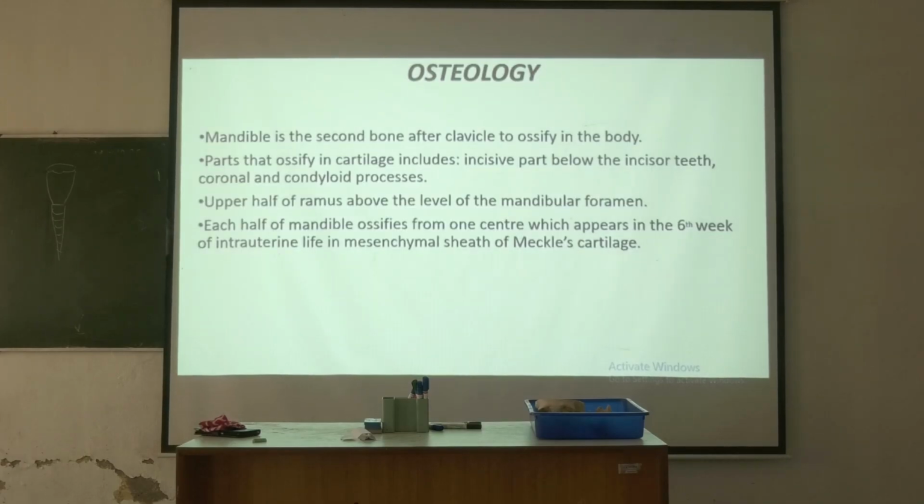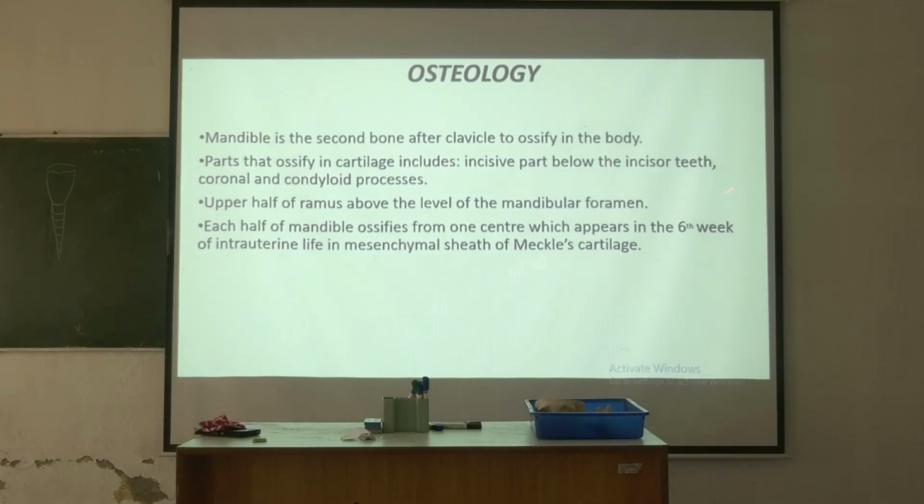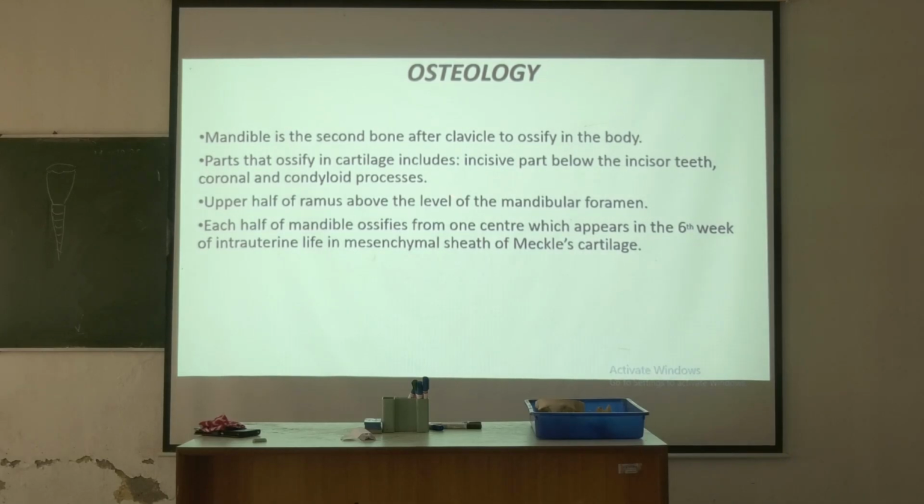Next. So mandible is the second bone after clavicle to ossify. In the body, parts that ossify in cartilage include the incisive part below the incisor teeth. Four types of teeth are there: incisor, canine, premolar, and molar. So just below the two incisor teeth there is a fossa that is known as incisive fossa. So this part is known as incisive part below the incisor teeth.